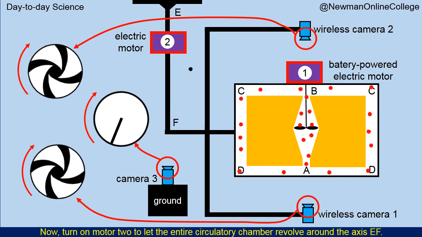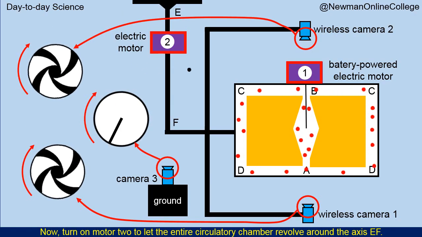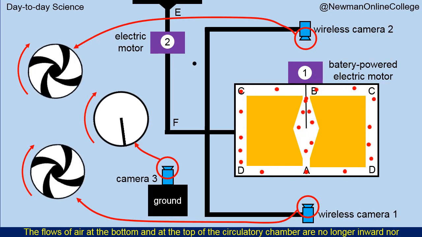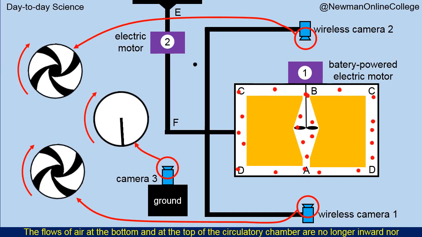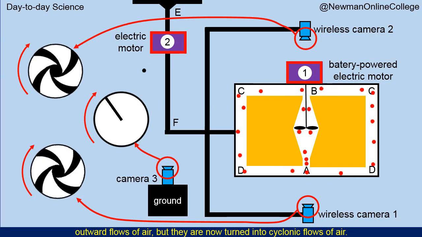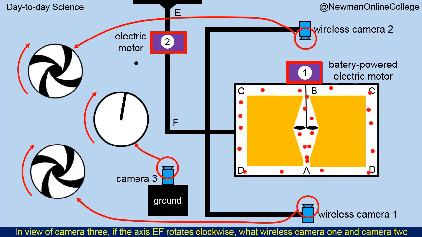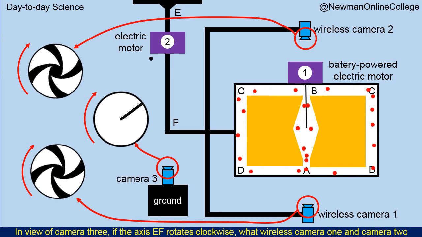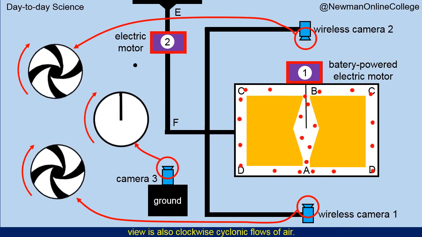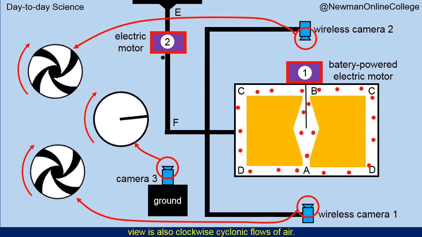Now, turn on motor 2 to let the entire circulatory chamber revolve around the axis EF. The flows of air at the bottom and at the top of the circulatory chamber are no longer inward nor outward flows of air, but they are now turned into cyclonic flows of air. In view of camera 3, if the axis EF rotates clockwise, what wireless camera 1 and camera 2 view is also clockwise cyclonic flows of air.